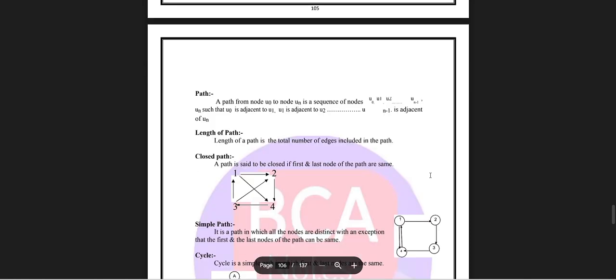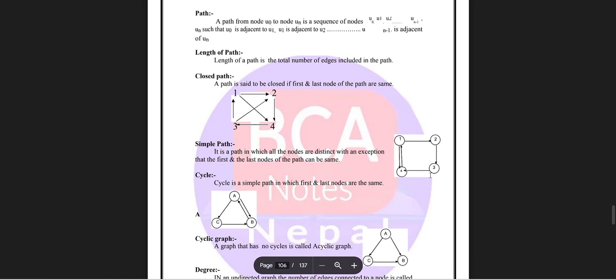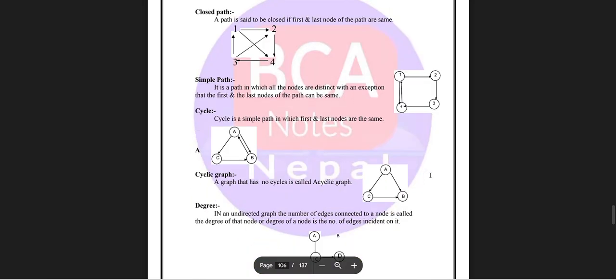Closed path: a path is said to be closed if the first and the last node of the path are the same. Simple path: it is a path in which all the nodes are distinct, with an exception for the first and last node. A cycle is a simple path in which the first and the last node are the same. A graph that has no cycle is called an acyclic graph.